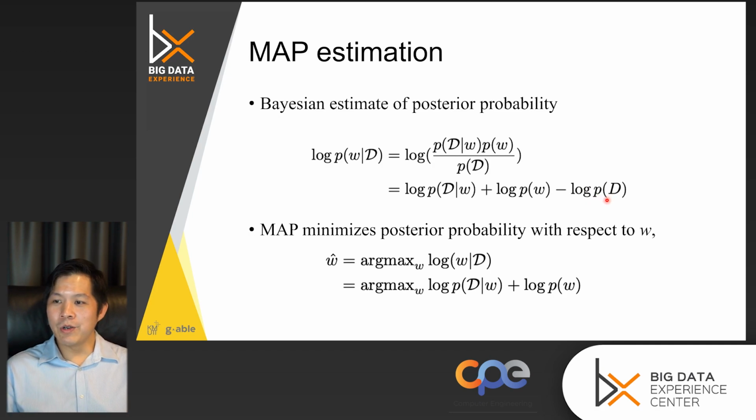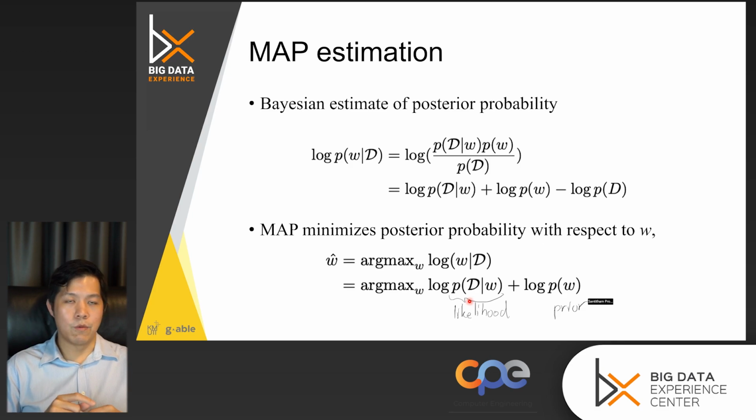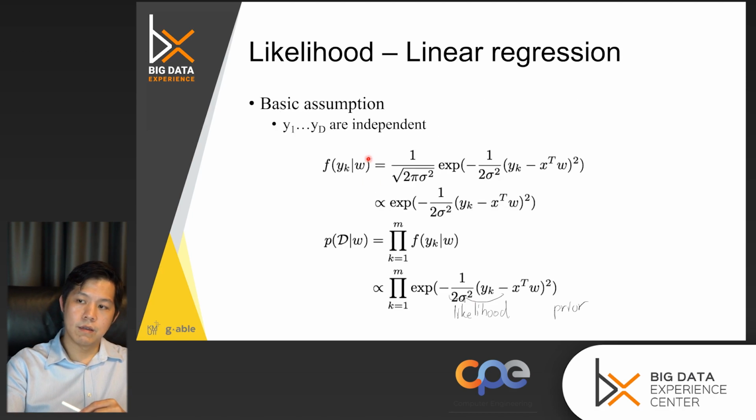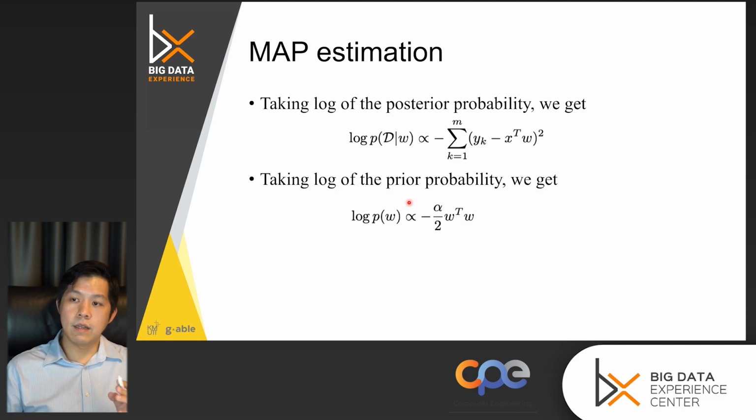So in the end, w would be the argmax of the log of posterior probability, and that is actually the combination of the log of the likelihood and the log of prior. And what are they? We know that this is the mean square error, because when you take the log of this term, you get only this term. And the log of prior is actually the weight squared, summed together.